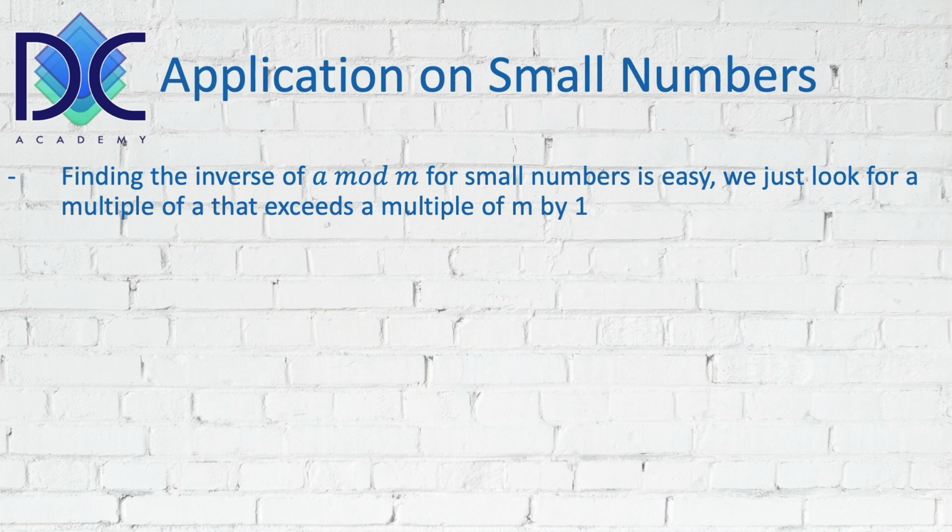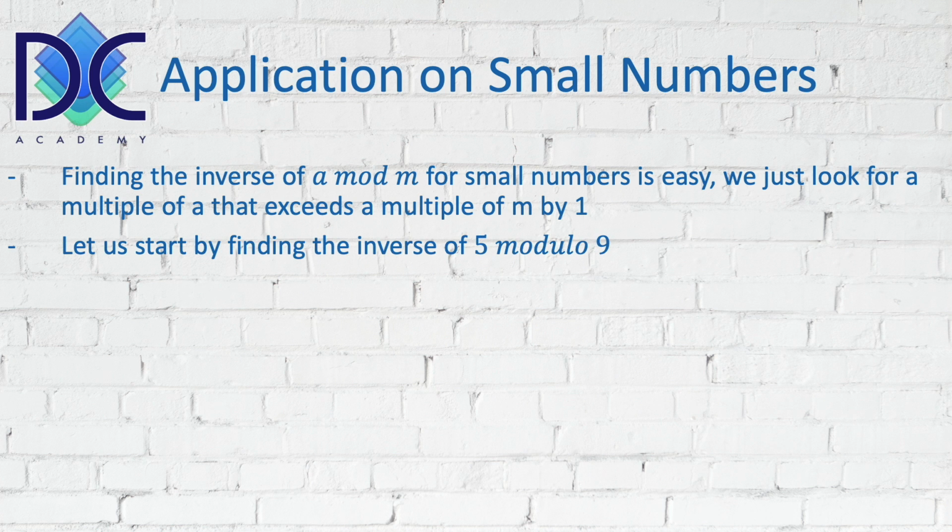Now, when we look at an application on small numbers, it's very easy to find the inverse of a modulo m when a and m are small. We just look for a multiple of a that exceeds a multiple of m by 1. When we have that difference of 1 more than a multiple of m, we find the inverse.